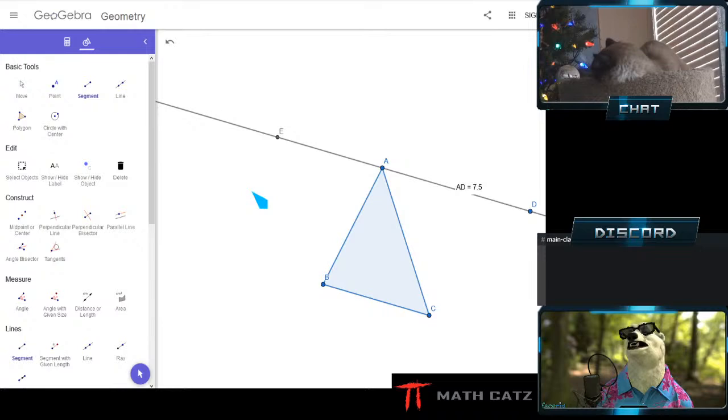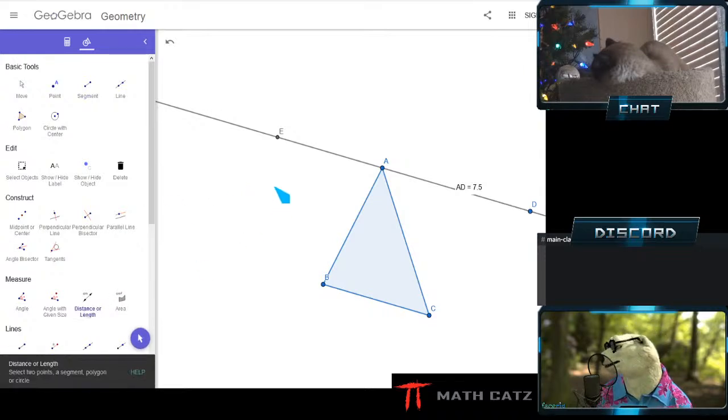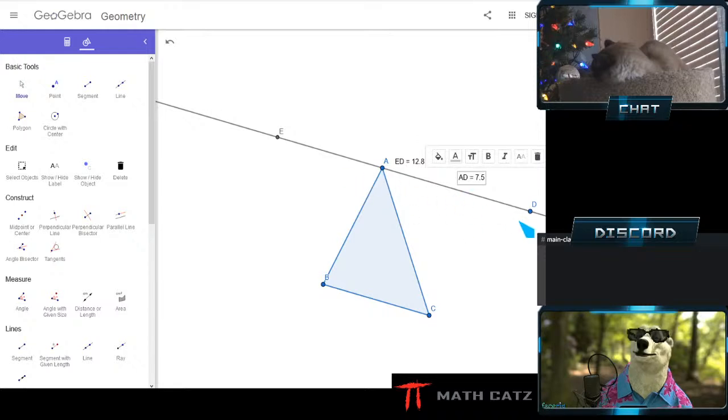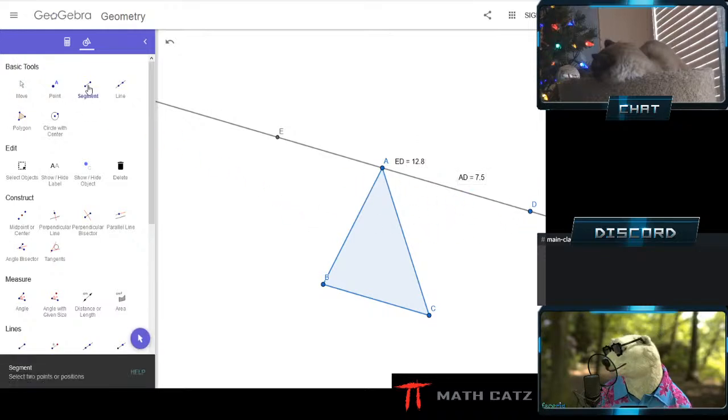Now, because I'm thinking about a test, I'm thinking ahead, I want to use the distance or length tool and just label this new distance that I measured and confirmed. It's going to round it to 1 decimal place. I can't control that, but just confirm that I am aware, and I'm showing that my distance is the scale factor multiplied with this original AD distance. I can't help GeoGebra's rounding.